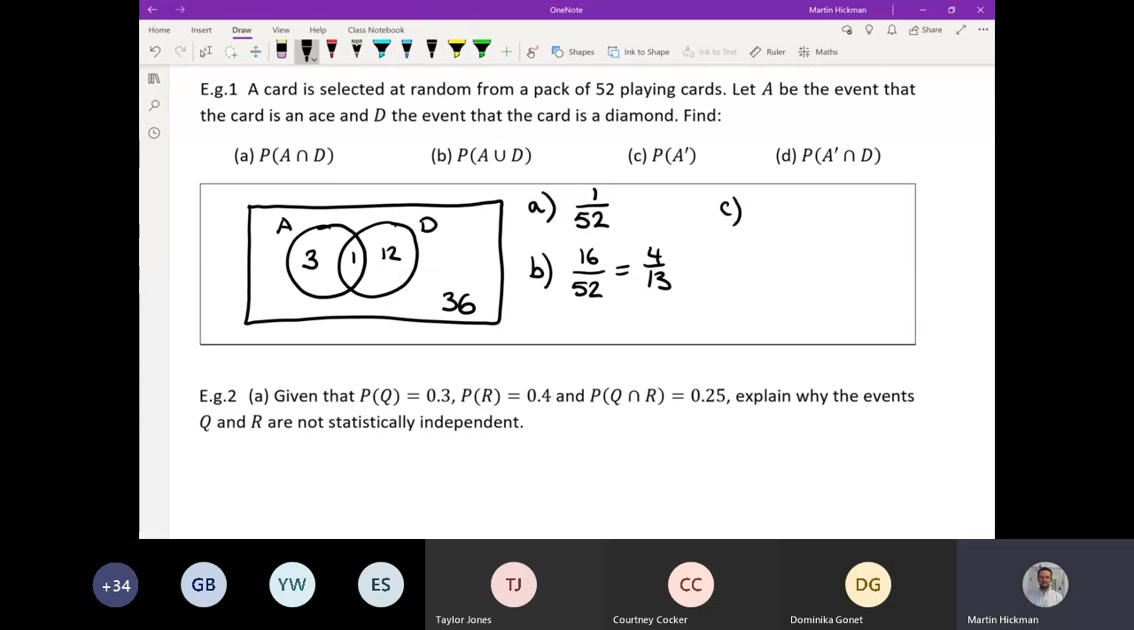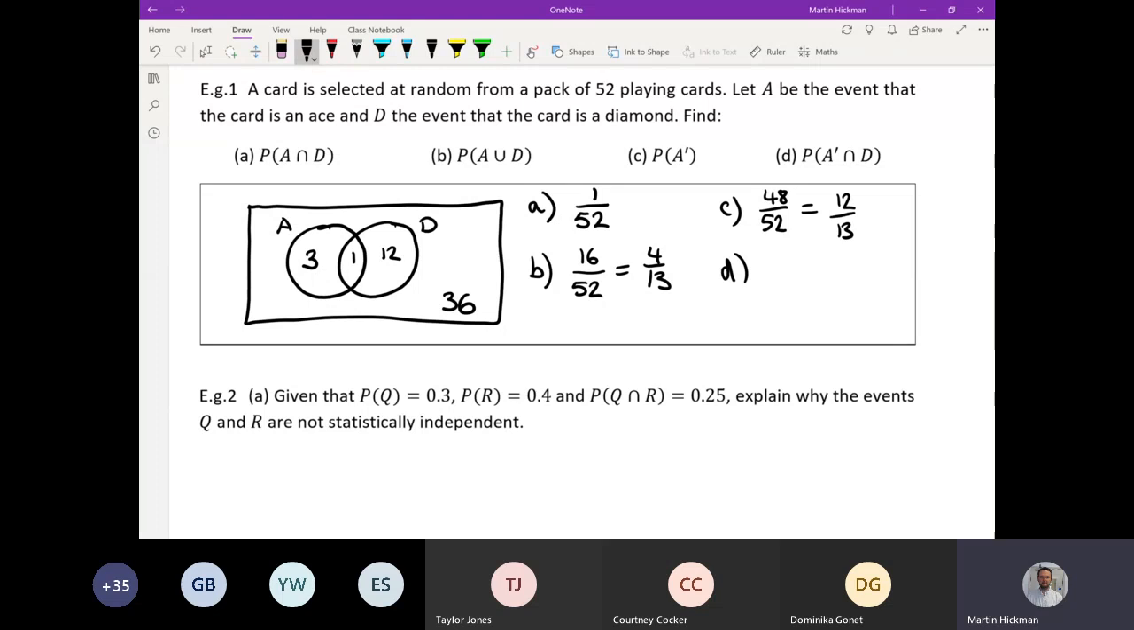For C, we look at the probability that it's not A. There's two ways that you could think about this. You could simply look at all the numbers that aren't in the circle of A, or you could work out the probability of A and take it away from 1. So we could either do 1 take away 4 over 52, or we could just do 12 add 36 for 48 over 52. That is the same as 12 over 13.